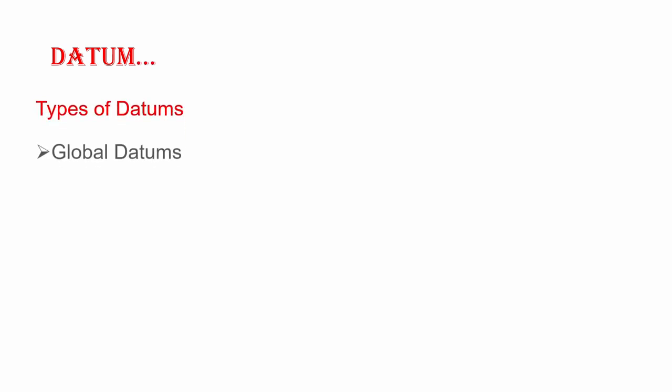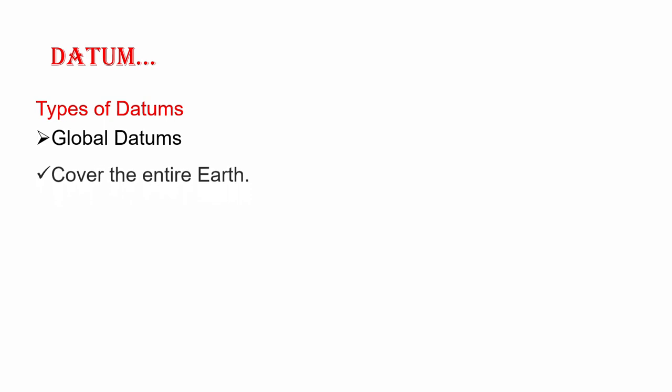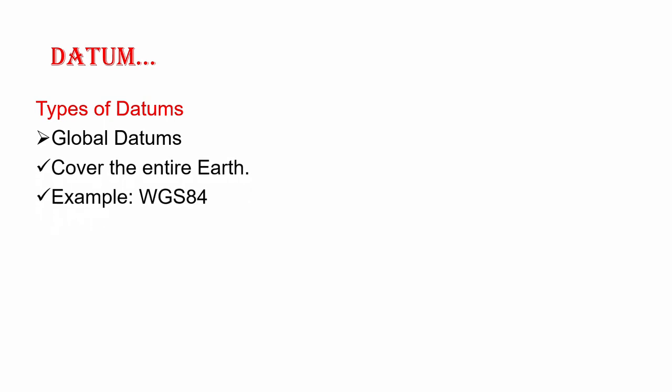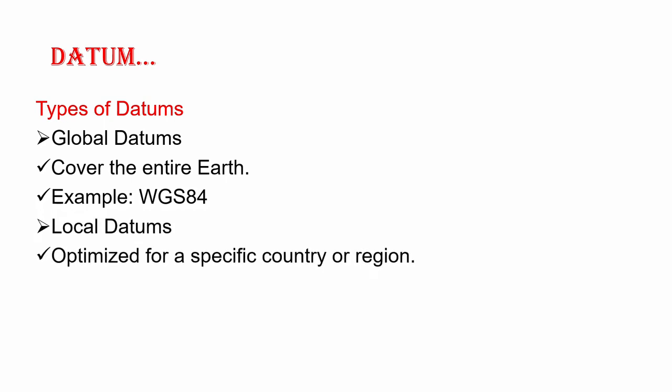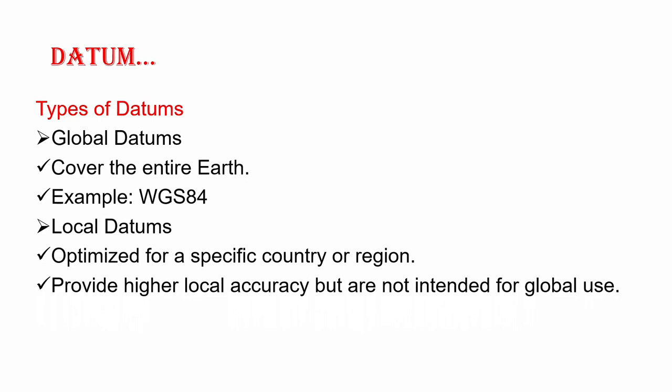Types of datums. Global datums. It covers the entire Earth. Example of global datum is WGS 1984. Local datums. Local datums are optimized for a specific country or a region. Local datums generally provide higher local accuracy but are not intended for global use.